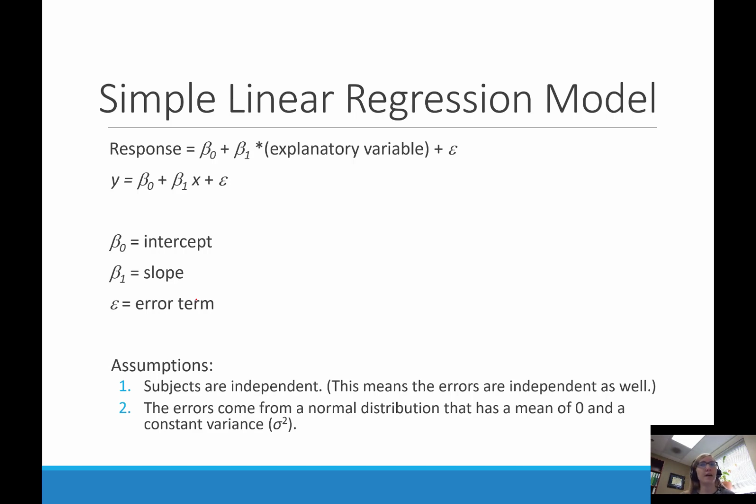Just like with our previous tests, we have assumptions that need to be met to use this model. The first is that subjects are independent, while the second is that the errors come from a normal distribution that has a mean of 0 and a constant variance. There are ways to check these assumptions, which will be covered in the next lecture.